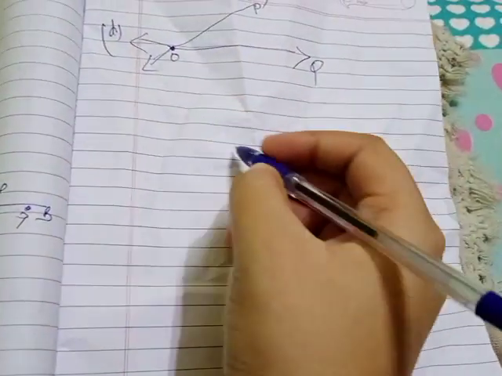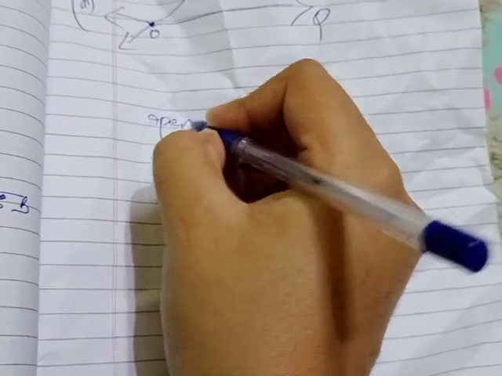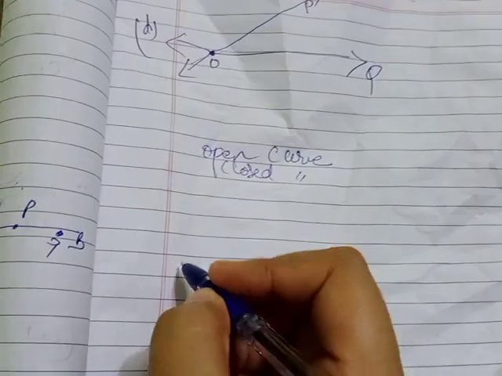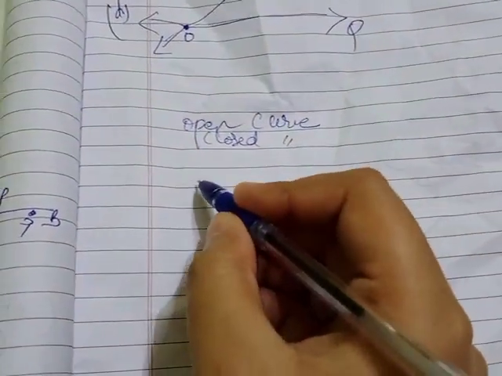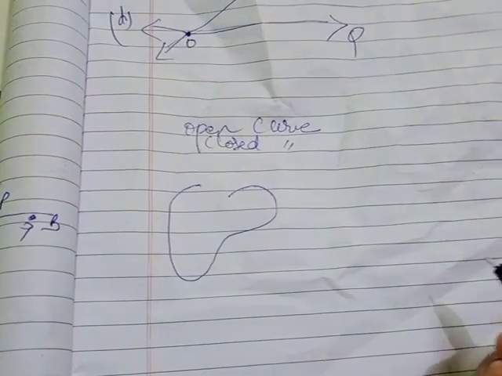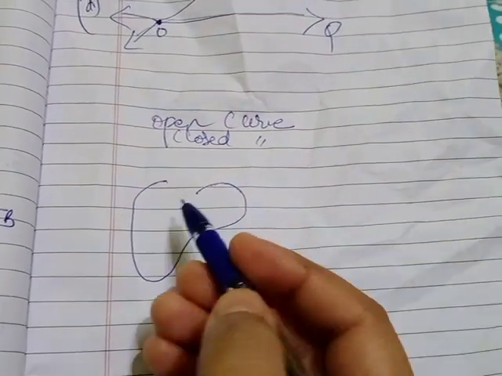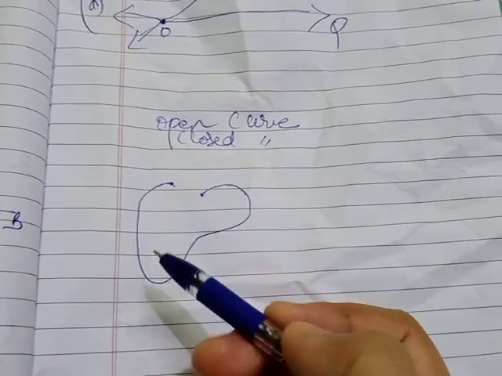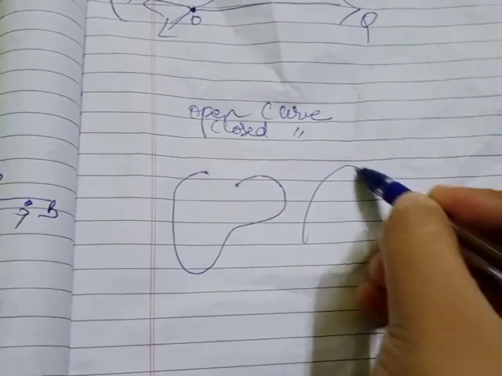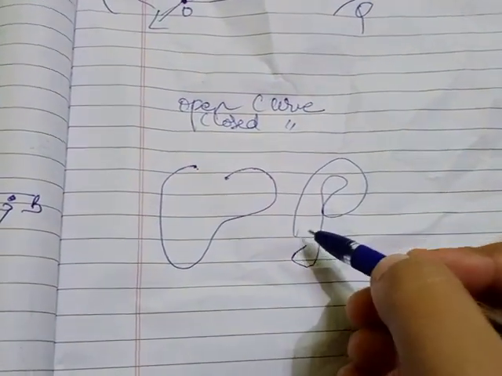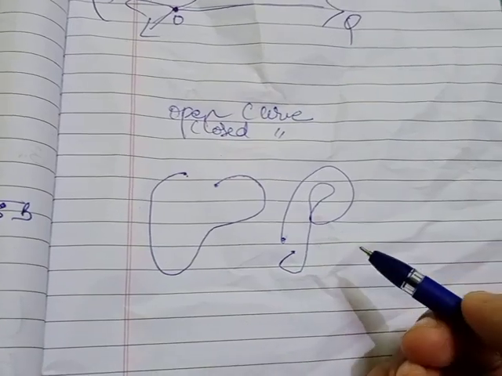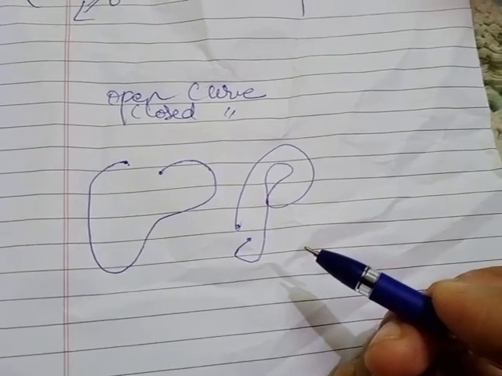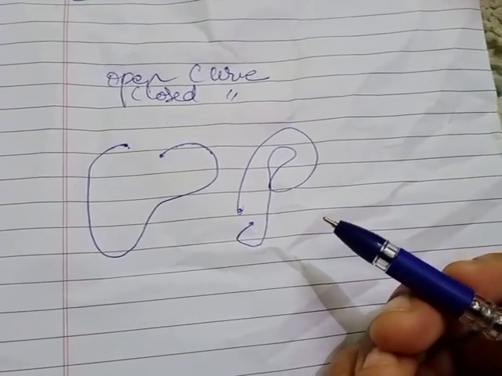So curves are of two types. One is the open curve, another is the closed curve. Open curve means simply one in which the two end points do not meet each other. You can see, starting from here, ending here itself. This is your open curve. Then another open curve I can make like this. Starting from here, ending here, they are not meeting each other. When the two end points of the curve do not meet each other, it is called an open curve.